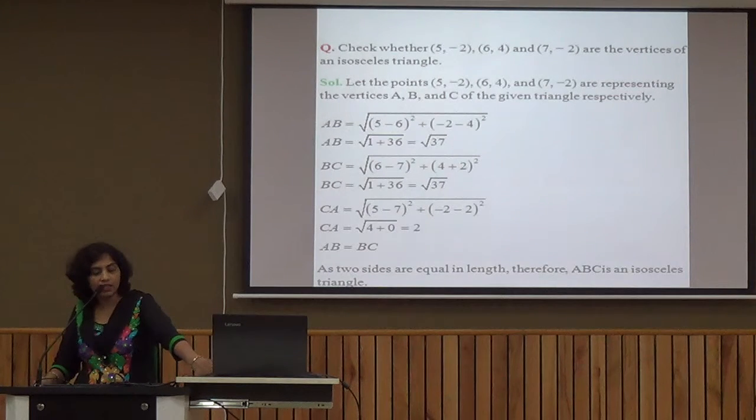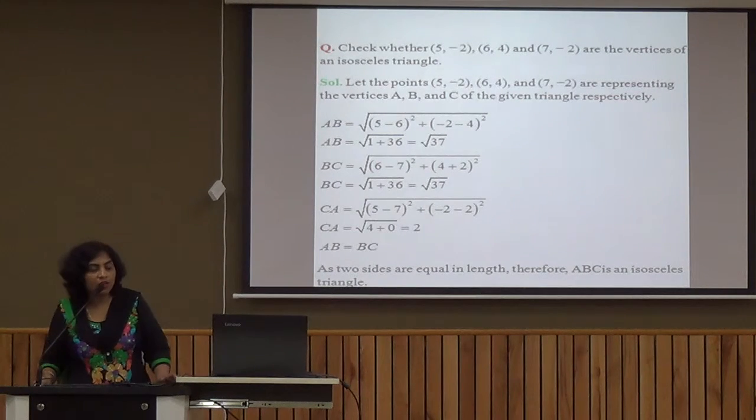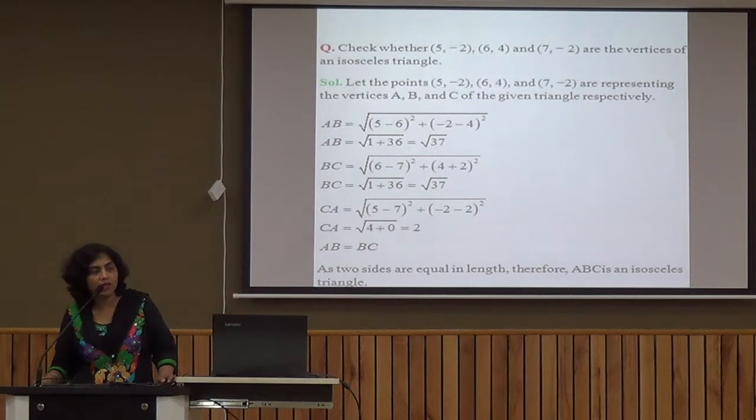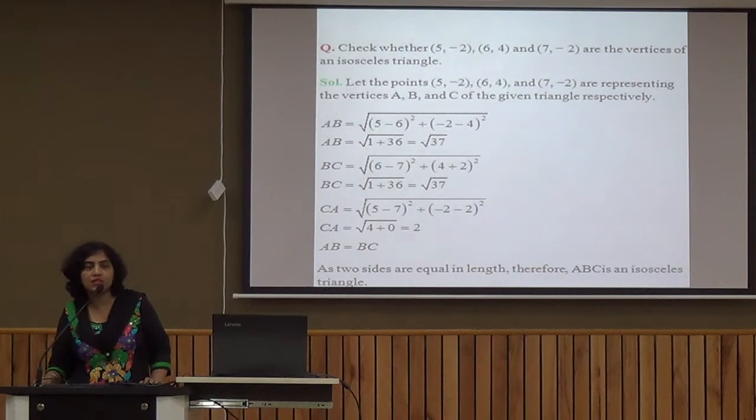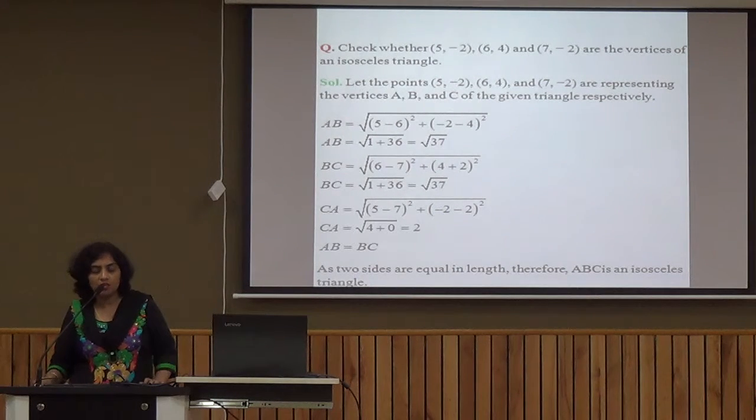Now let's take another example to see how we can use the distance formula in various things. We have to check whether 5, minus 2, 6, 4 and 7, minus 2 are the vertices of an isosceles triangle or not. For this, we will take these points as A, B and C. We will calculate the lengths of AB, BC and AC with the help of the distance formula to check whether any two lengths are equal or not.